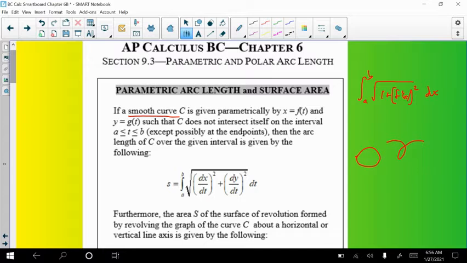And if you take a look at the formula, it's the square root of the derivative of x with respect to t squared plus the derivative of y with respect to t squared. It's very, very straightforward. And like I said, we can prove it very quickly.